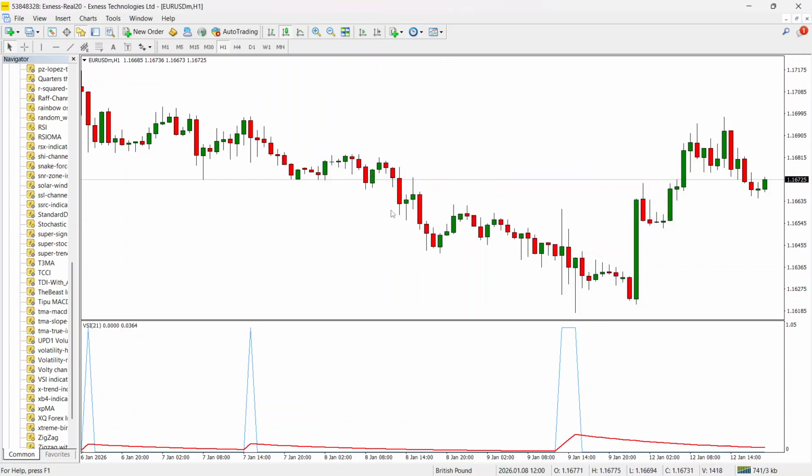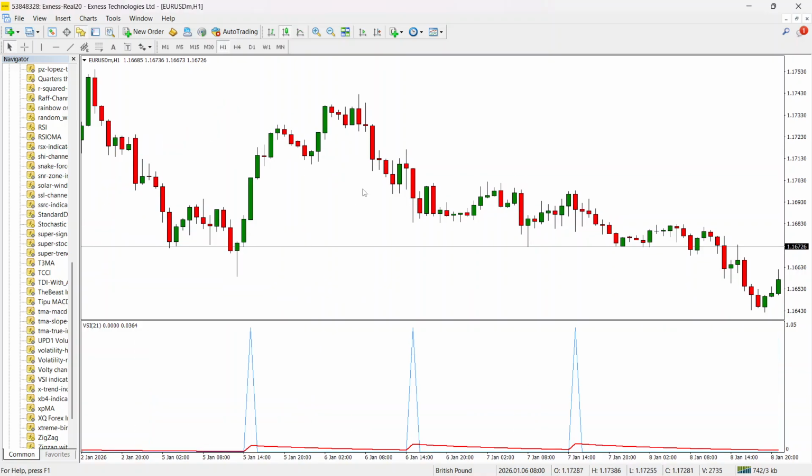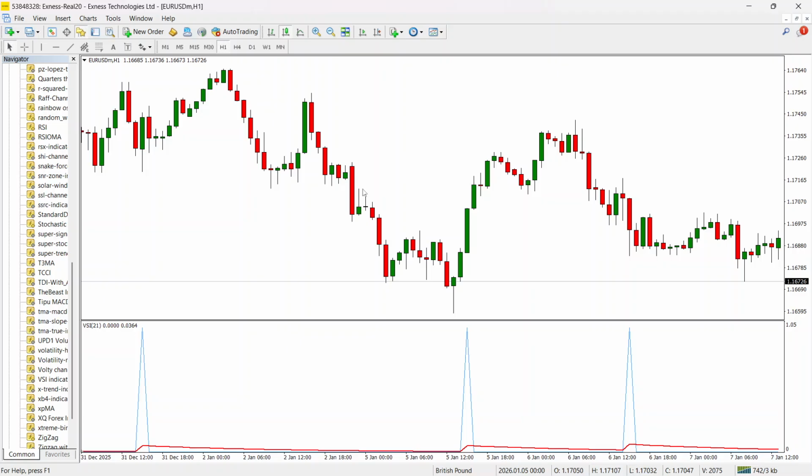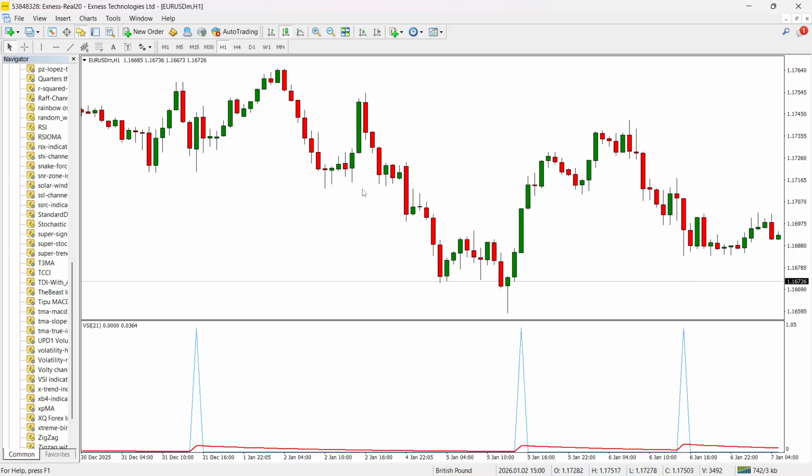Who is it for? The volatility scanner is suitable for breakout traders who need to identify volatility expansion for high probability setups, trend followers who want confirmation that momentum supports the current direction, and scalpers or day traders who adjust strategies based on current volatility conditions.